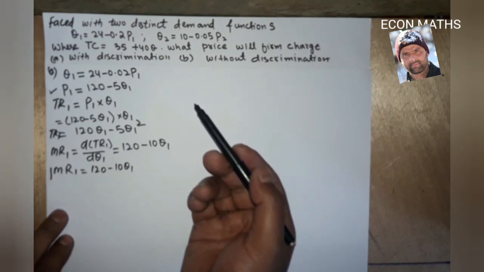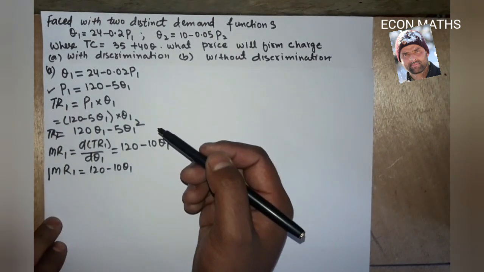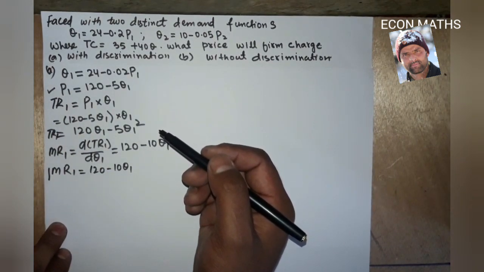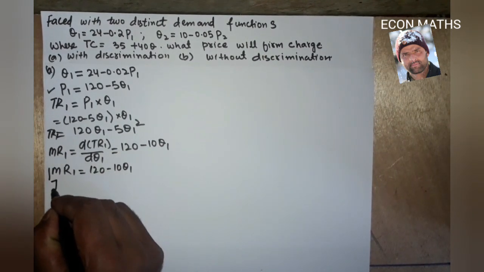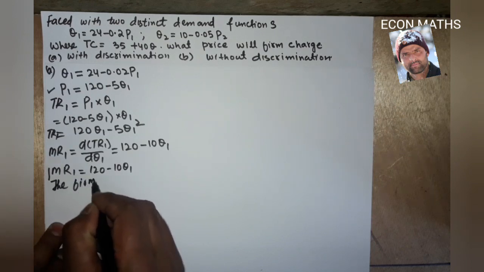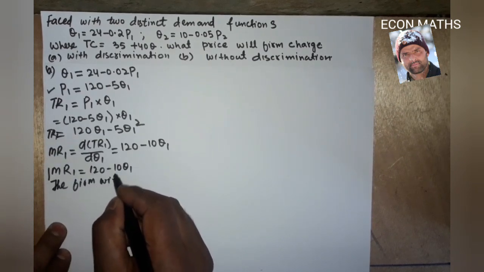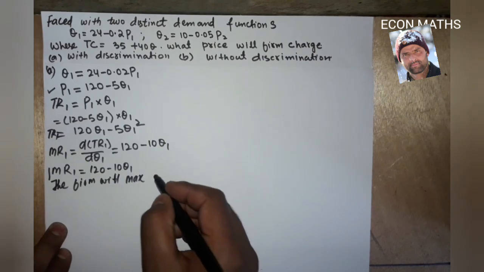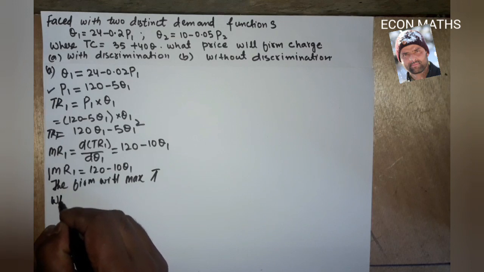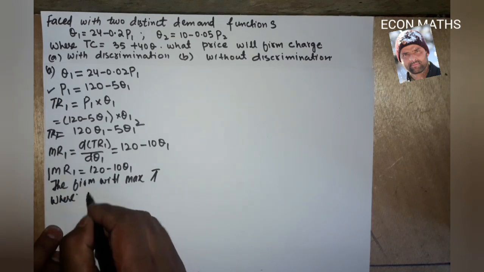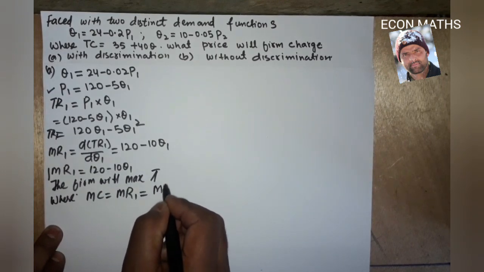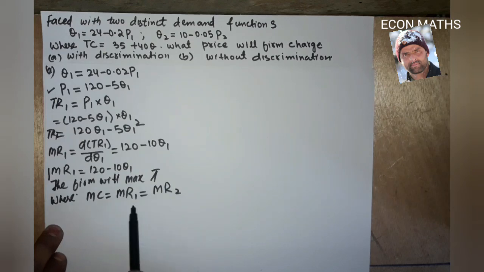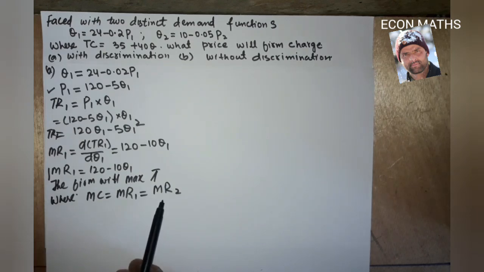Now, the firm will maximize profit where marginal cost is equal to the marginal revenue of the first market and the marginal revenue of the second market. Therefore, the firm will maximize profit, that is phi, where marginal cost is equal to marginal revenue in the first market, that is equal to marginal revenue in the second market. When the marginal revenue across the two markets is the same, then the firm will maximize its profits.